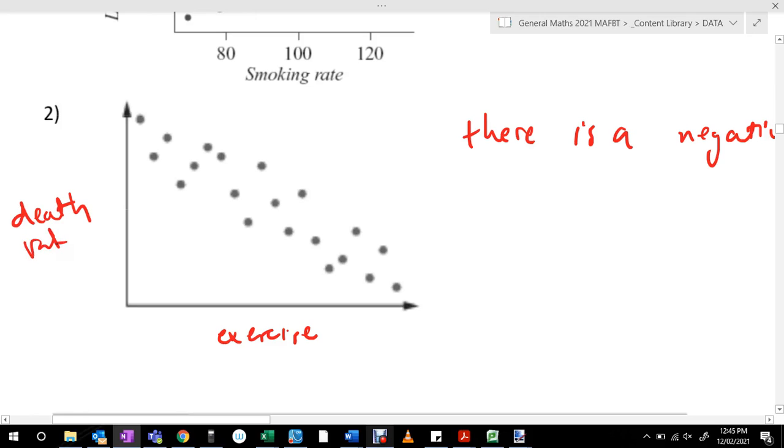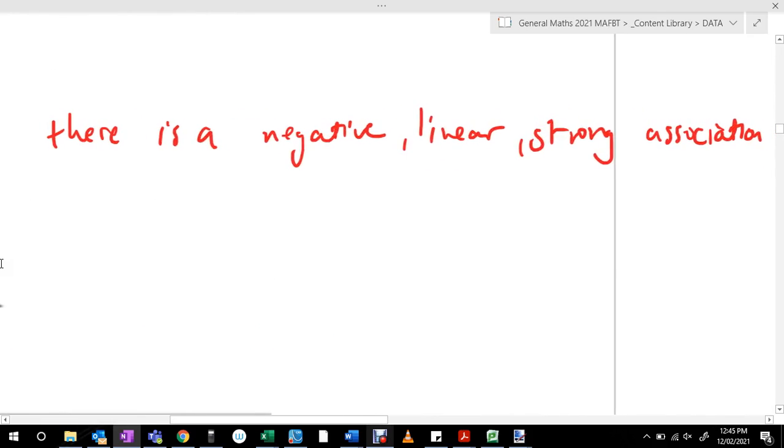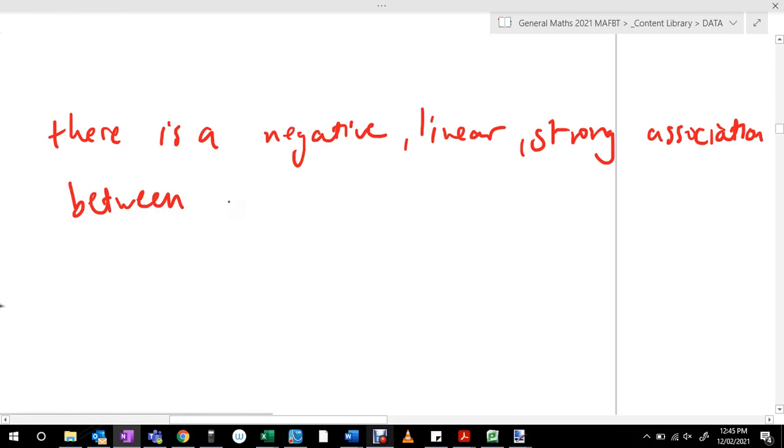Death. So what's that saying? The more exercise, the more death. No, the more you exercise, the less death. The less you exercise, the more death. So if there was a variable on these ones, I would write as my answer, there is a negative linear strong association between exercise, so the RV and the EV. Also the EV and the RV, and death.